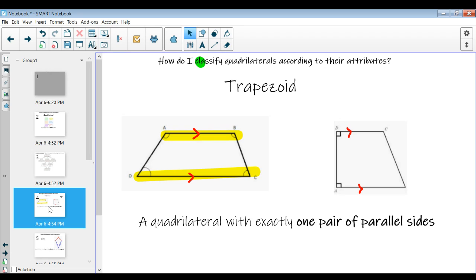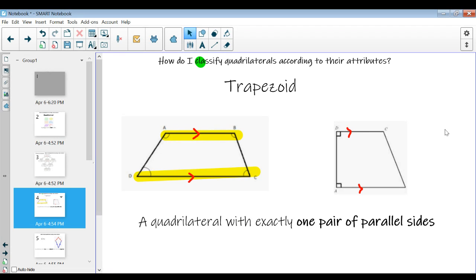So we have a trapezoid. A trapezoid is a quadrilateral with exactly one pair of parallel sides. So in case you don't remember, parallel means that they are 2 lines that will go on forever and ever and never connect. They will never intersect, never touch. So we have the top and bottom here. This line will go on and on and on. The top line will go on and on and on, and they will never touch one another.